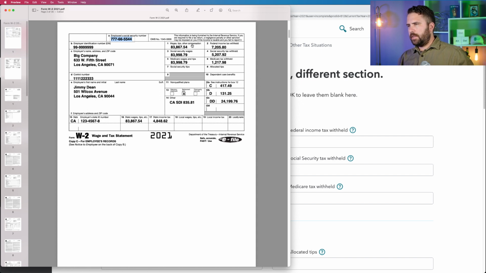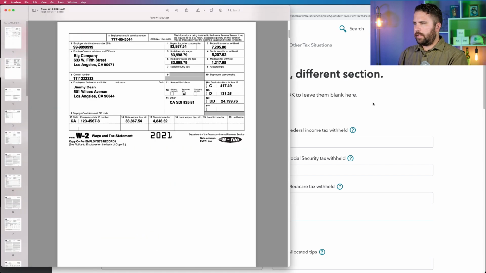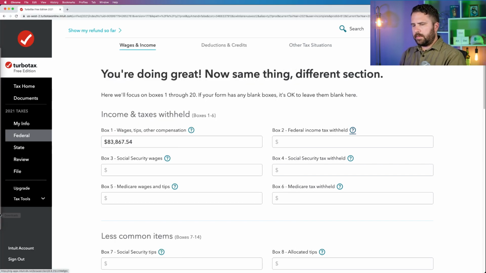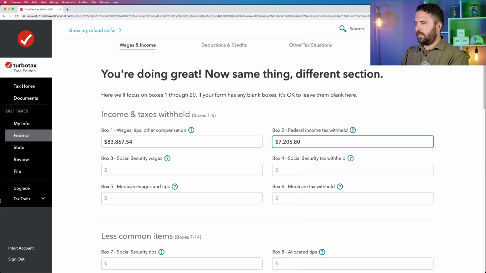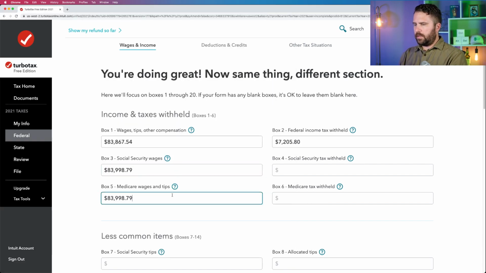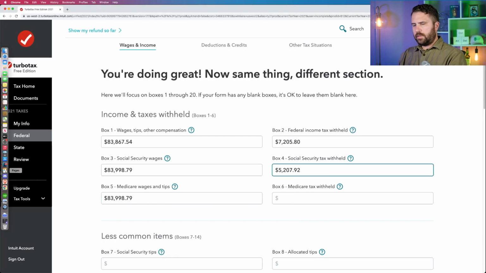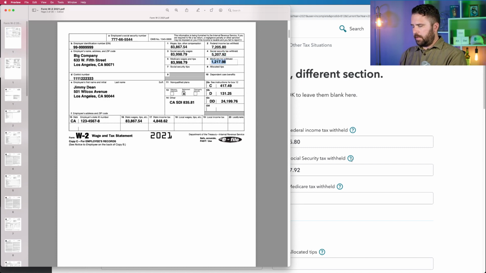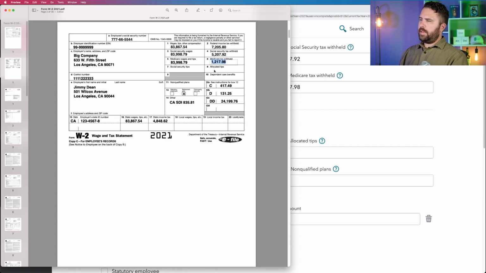W-2. So we're saying that he's pretty well compensated for a sausage maker. So 83,867.54, right? 867.54, federal income tax withheld. And you can just kind of copy and, well, can you copy and paste? I'm doing Control C, Control V. Yep, that's probably the easiest thing. Social Security and Medicare are the same. In this case, Social Security withheld. Medicare withheld. Alrighty. And then nothing in 7, 8, 9, 10, 11.